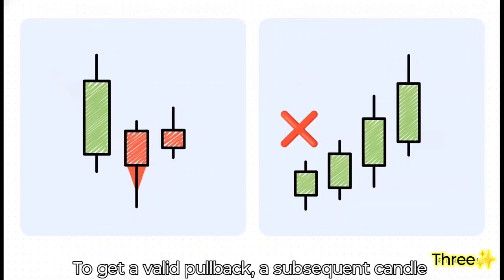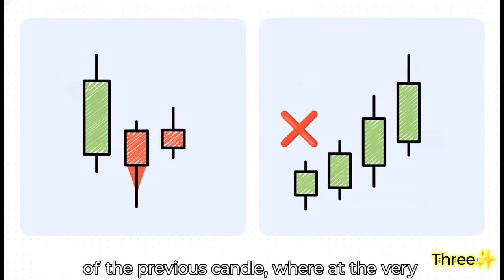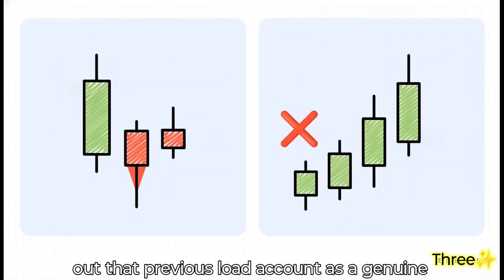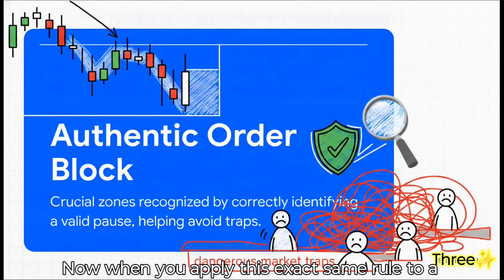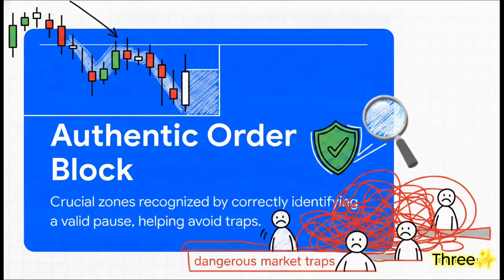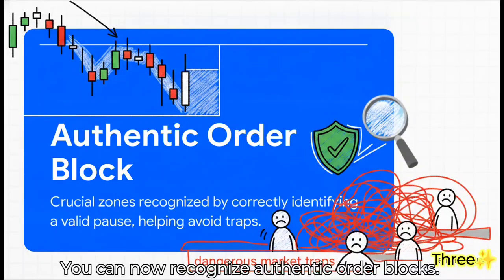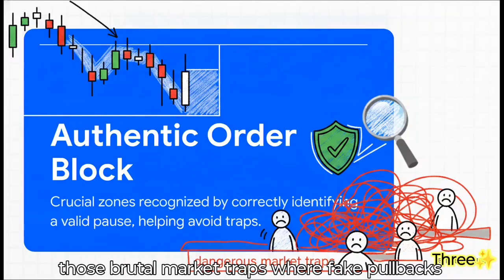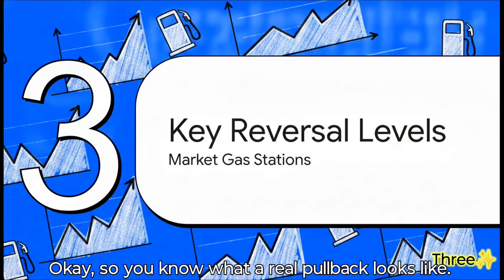To get a valid pullback, a subsequent candle has to completely break below the lowest point of the previous candle, or at the very least, it needs to vigorously sweep its liquidity. It literally has to take out that previous low to count as a genuine pause in the market structure. Now, when you apply this exact same rule to a downtrend, meaning you wait patiently for a candle to break above the preceding bearish candle's high, you unlock something huge. You can now recognize authentic order blocks. Getting this right helps you completely sidestep those brutal market traps where fake pullbacks trick retail traders into jumping in way too early.